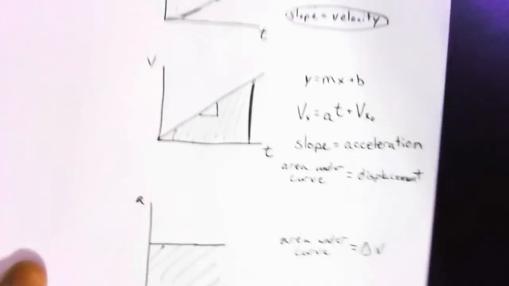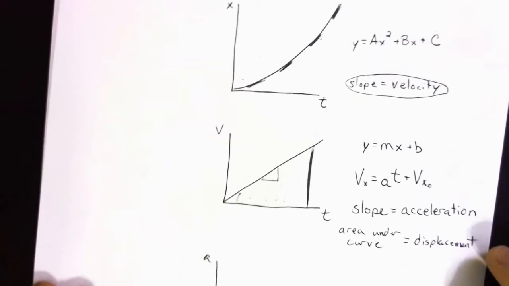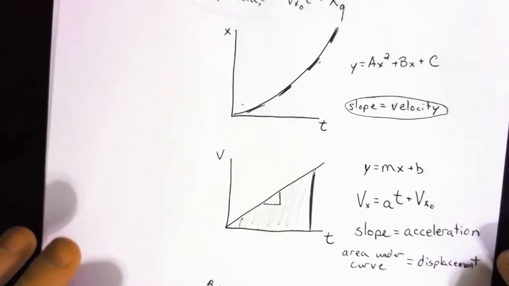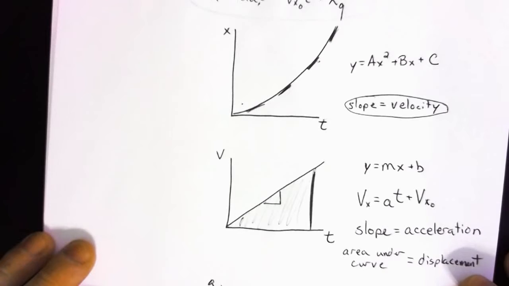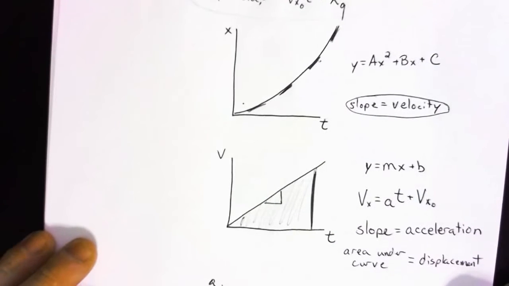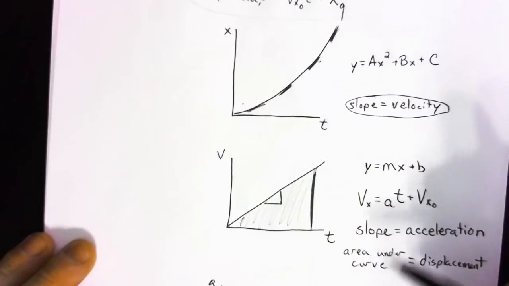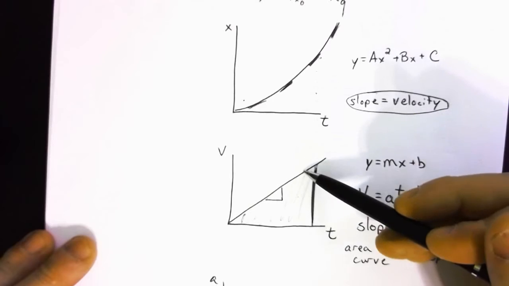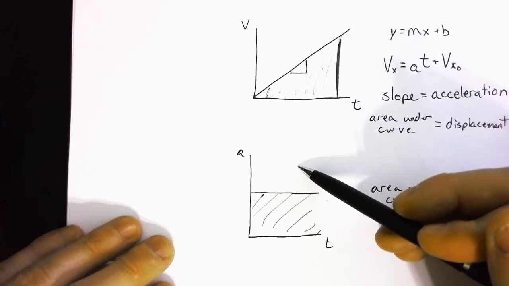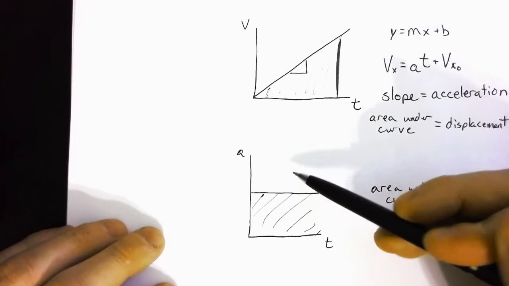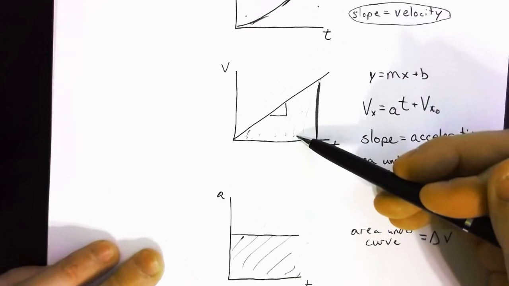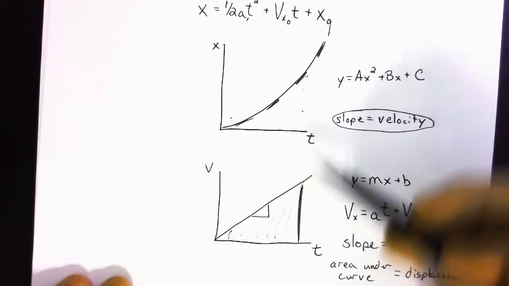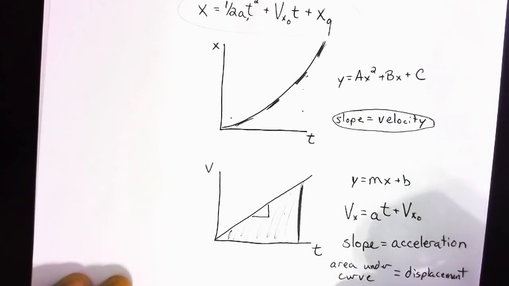So you'll notice there's a pattern between these three, right? And if you ever take calculus, you'll find a few relationships between these as well. But this is an algebra-based course, so we won't worry about derivatives and integrals. But what you'll find is the slope will always take us to the next level up. So the slope of a position time graph is our velocity. Our slope of a velocity time graph is our acceleration. And if we look at area under the curve, it'll always go the opposite way. The area under the curve of acceleration time graph is velocity, and the area under the curve of this graph is displacement.